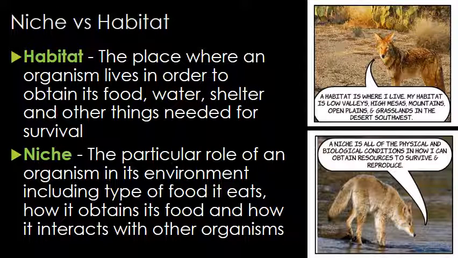Within an ecosystem, organisms have specific places where their needs are met and their specific roles within the ecosystem. The place where an organism lives in order to obtain its food, water, what have you, is its habitat. The niche is its particular role in the environment. For example, the niche of a bee is to pollinate flowers as it gathers nectar for its food. Habitat is kind of like your address, where your niche is like your job.